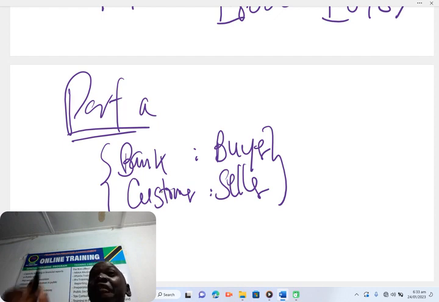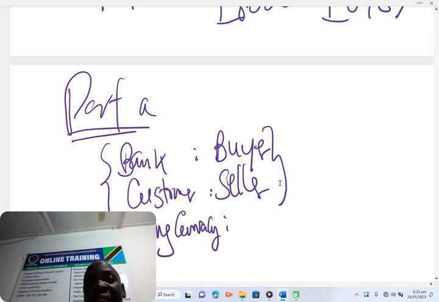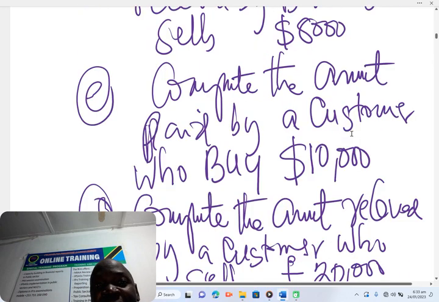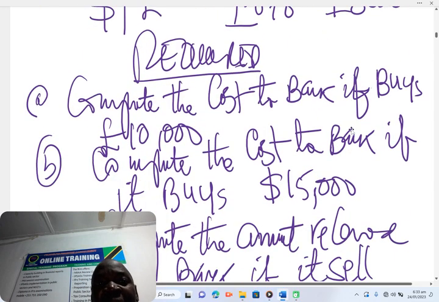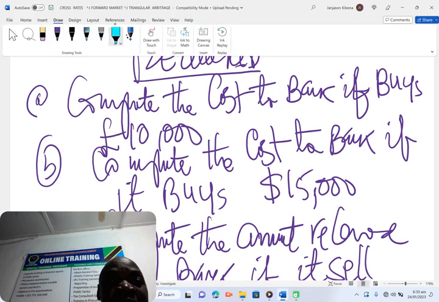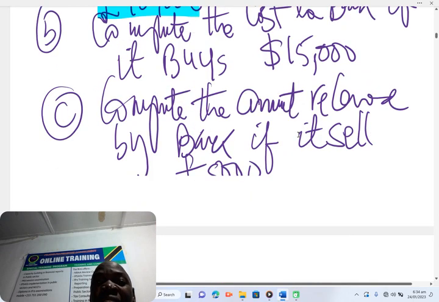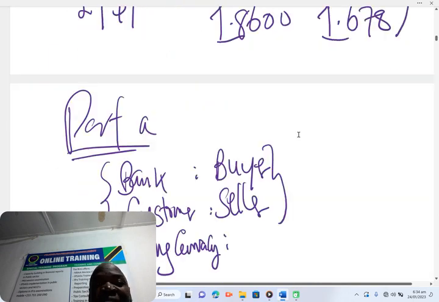This transaction involves selling or buying what? Can you tell me? So, trading currency. Tell me, what is a trading currency? It is a pound because the question is requesting 10,000 pound. Therefore, a trading currency here is pound. Am I clear? So, you write the trading currency is pound.